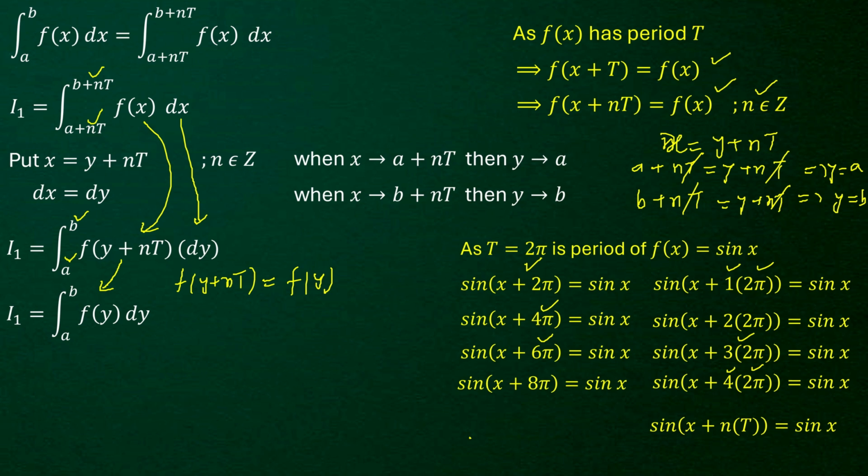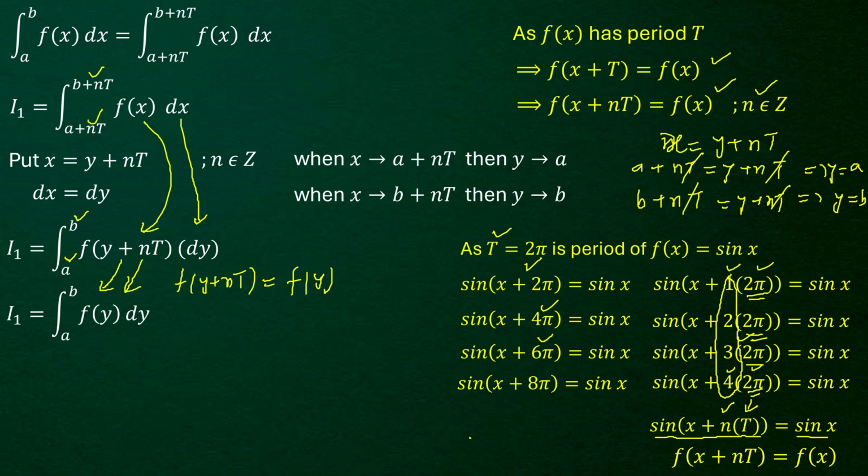Here, note that here are the integers 1, 2, 3, 4. We generalize and write n instead of 1, 2, 3, 4. 2 pi is the period of f of x, so we can replace it by t. So sine of x plus nt can be written as sine of x. That is, we can write f of x plus nt is equal to f of x. So this is the reason why we have written f of y plus nt is equal to f of y.